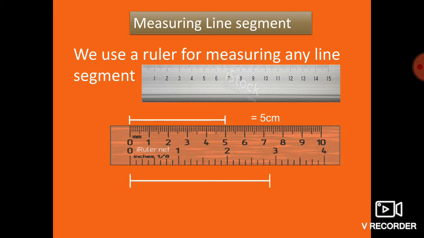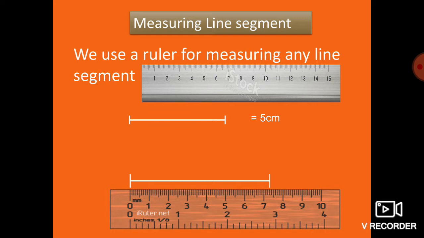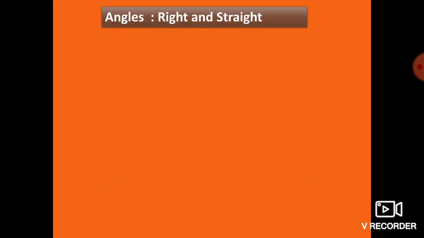Another line segment you can see here. We use the same device for measuring the length. Here you can see it is more than 7 centimeter. Then small lines are there, that is 0.1, 0.2, 0.3, 0.4, etc. Here we can see its length is 7.3 centimeter.